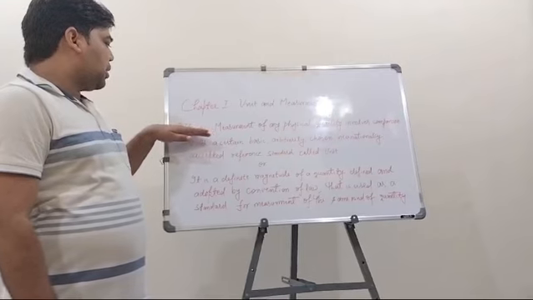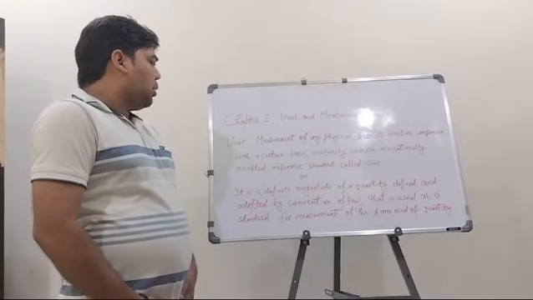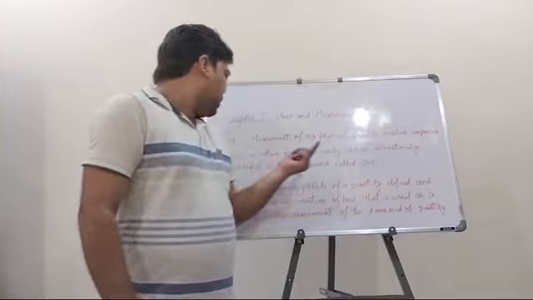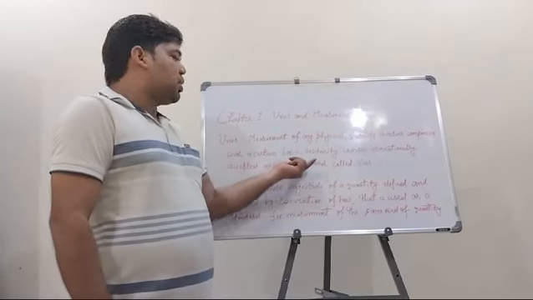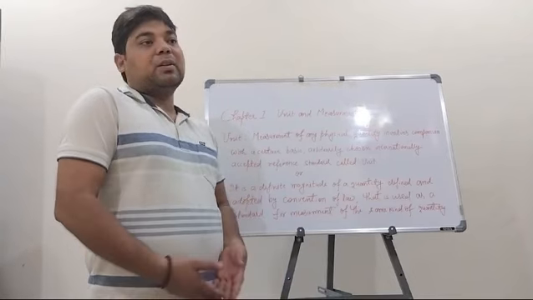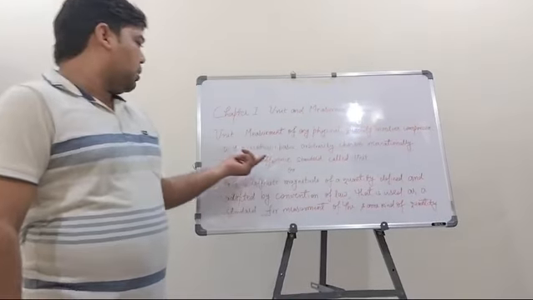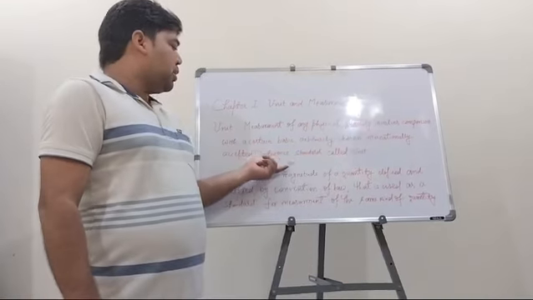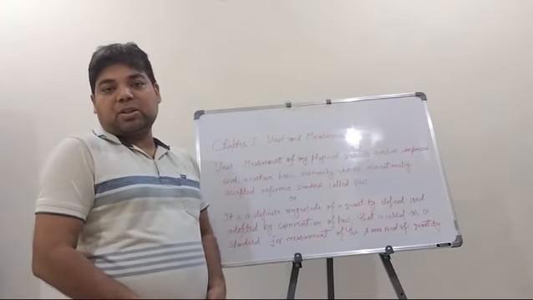In this chapter, we will start with the definition of unit. So let us define unit. Measurement of a physical quantity involves comparison with a certain basic arbitrarily chosen internationally accepted reference standard called unit. Like length is there, and for that you have this basic unit which is arbitrarily chosen and internationally accepted. One is meter, another is centimeter, another is decimeter, or like that.